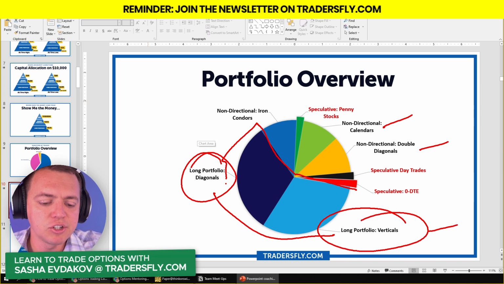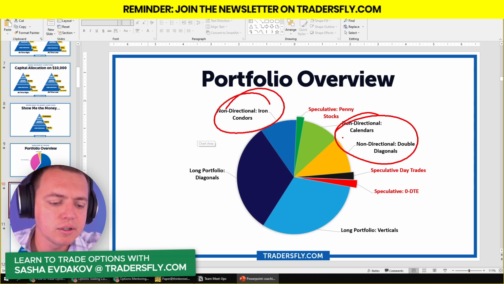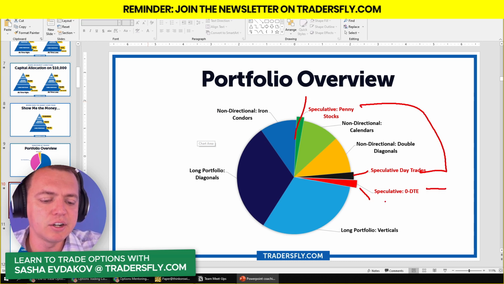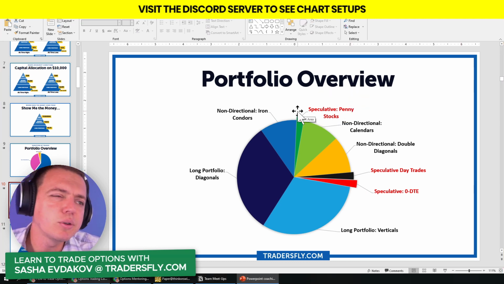So you can see there's that big chunk. And then the non-directional here. And then the other parts right here are more speculative. It could be little spots here from 0 DTE trades or day trades or speculative penny stock trades. So they're all mixed in.